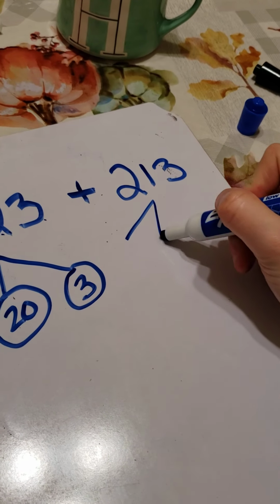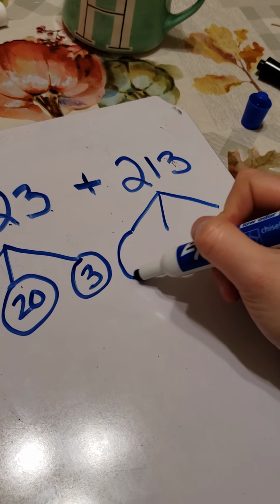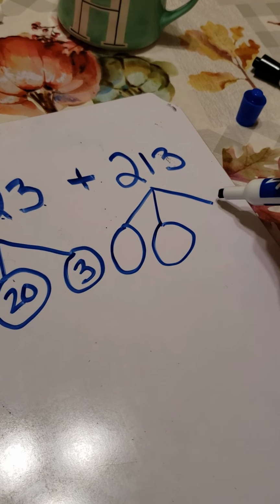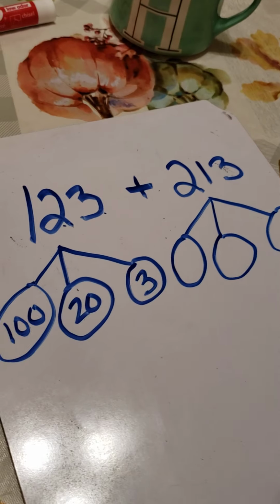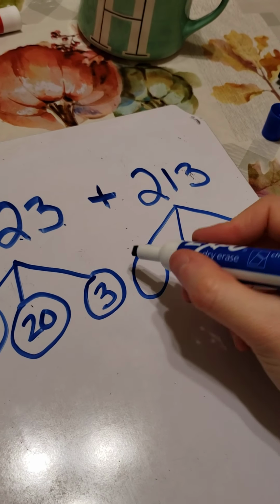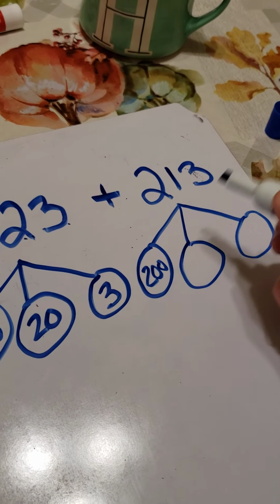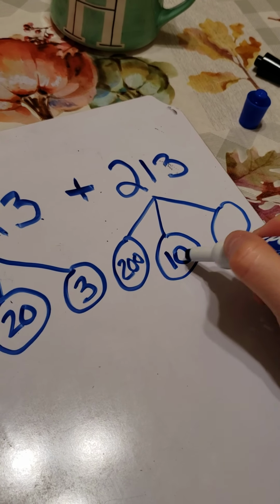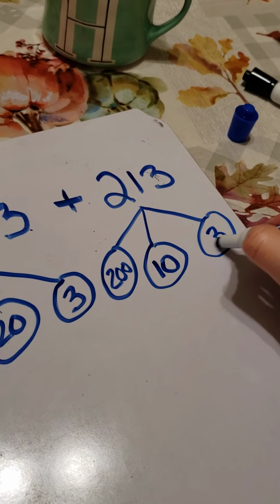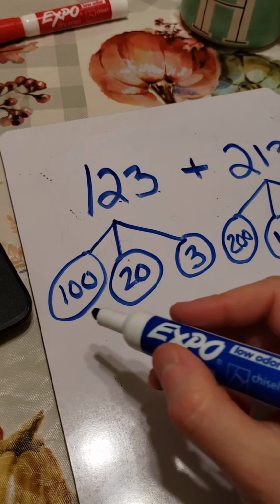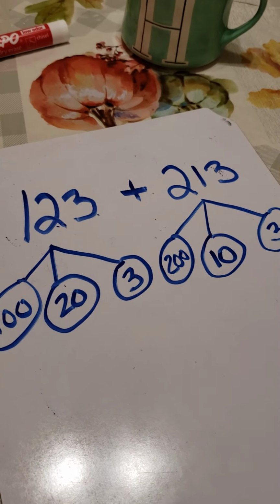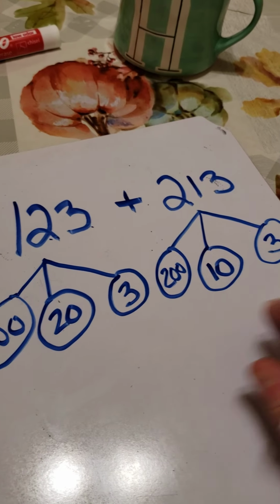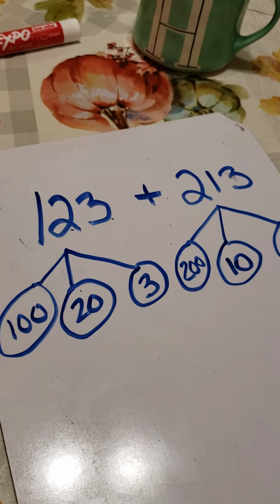And my other number, I'll start with my hundreds, then my 10s, then my 1s. How many hundreds do I have in 200? I have 200, easy peasy. Then I have 110, just 10. And then I have 3. Okay, so it's gonna be really important that you guys write your neatest handwriting, because you're gonna need to have as much space as you can.